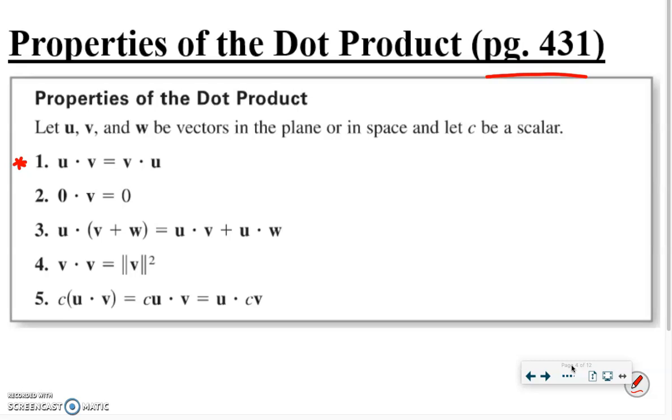Just like if you took 2 times 3, it's the same as 3 times 2. Just like if you were adding, 2 plus 3 is the same as 3 plus 2. The dot product is commutative. So if you switch the order of the first vector dot the second vector, or again you flip-flop that, it's not going to make a difference. Okay? If you have a dot product with 0, your dot product is going to be 0.